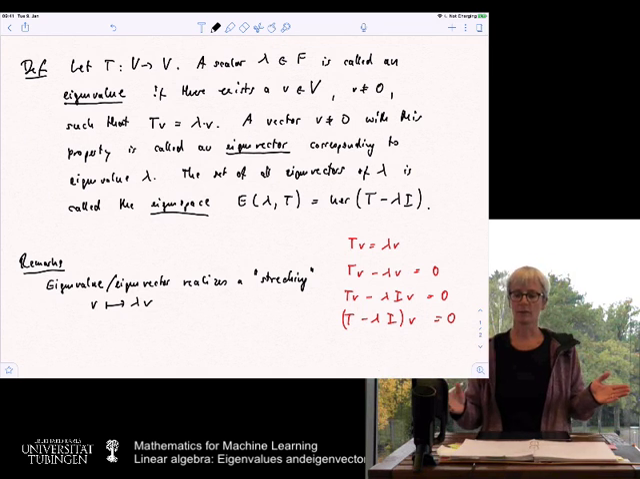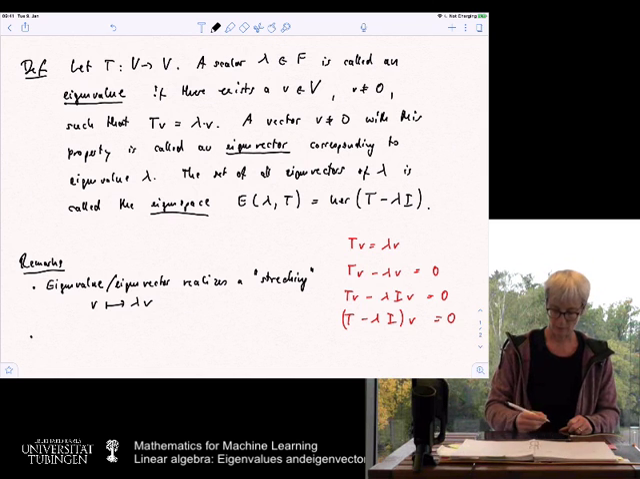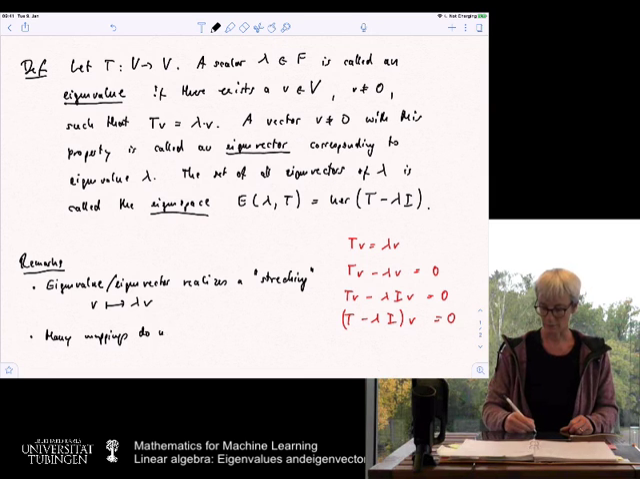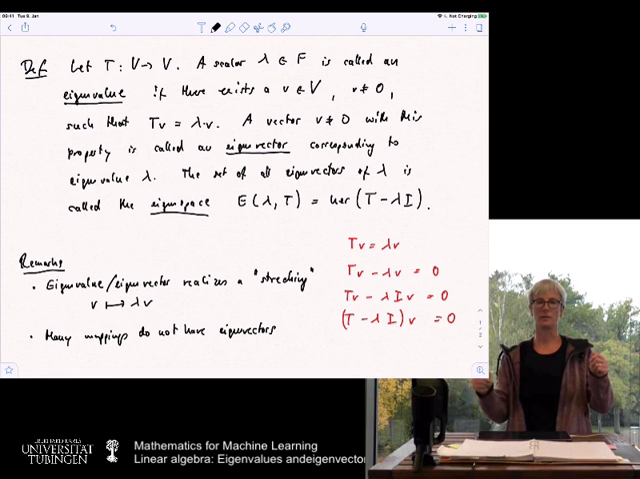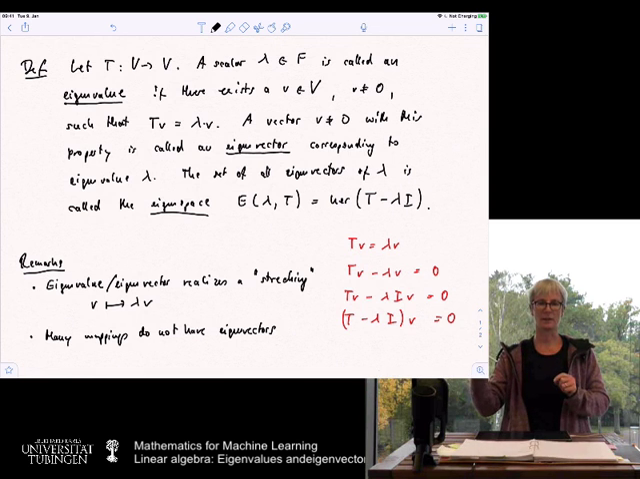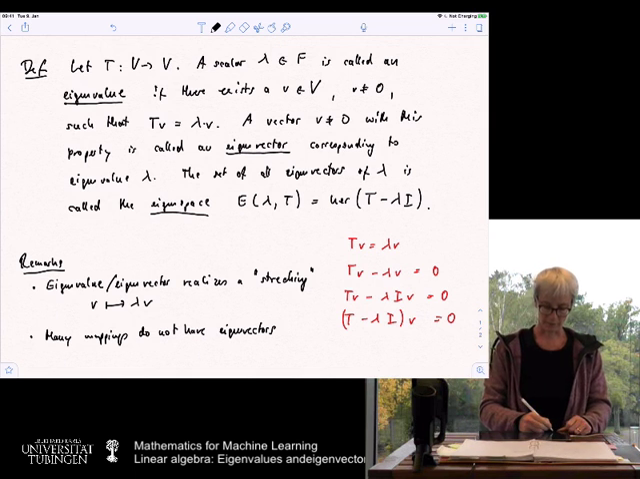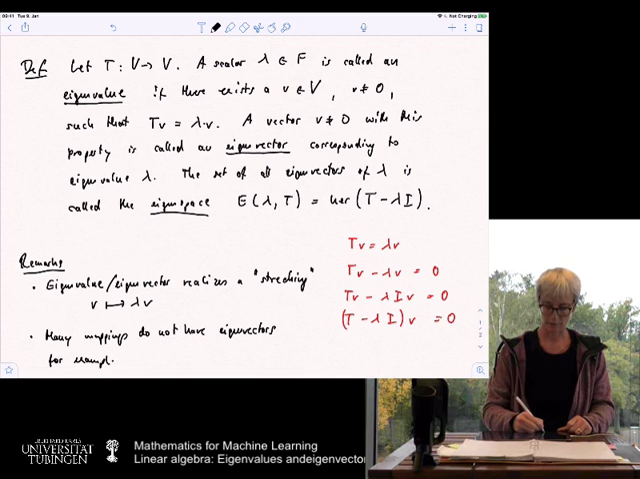It is important to notice that many mappings might not even have any eigenvectors. So many mappings do not have eigenvectors. And the obvious first candidate is a rotation. If I have a rotation which simply takes an object and rotates it, then there is not a single vector whose image is just a stretched version, because all of them get rotated, so their direction changes. For an eigenvector, the direction must not change. For example, a rotation.